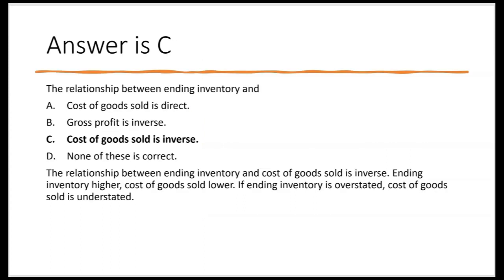So the answer is C because the relationship between ending inventory and cost of goods sold is inverse. Ending inventory higher, cost of goods sold lower. If ending inventory is overstated, cost of goods sold is understated. And what would that do to gross profit? Gross profit would be overstated.